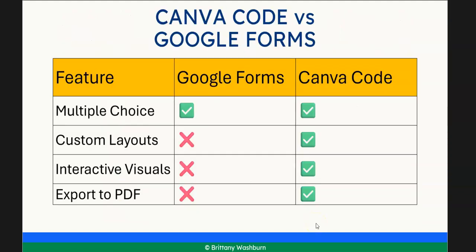I first want to talk a little bit about how Canva Code compares to Google Forms, because I have a feeling a lot of you watching this have used Google Forms to make stuff for your students, and you want to know how it compares. Basically, Canva Code can do quite a few things that Google Forms cannot, like custom layouts, interactive visuals, and the ability to export either to PDF or different formats of getting the data afterwards. It really is like a little tech-based playground for your creativity.